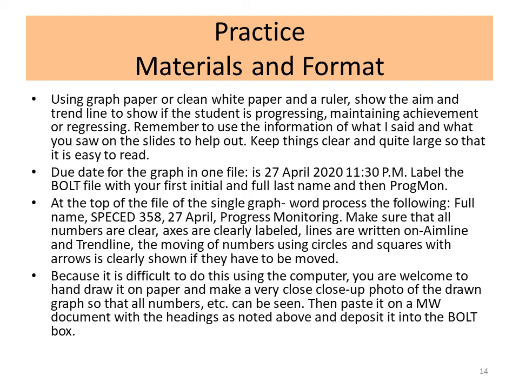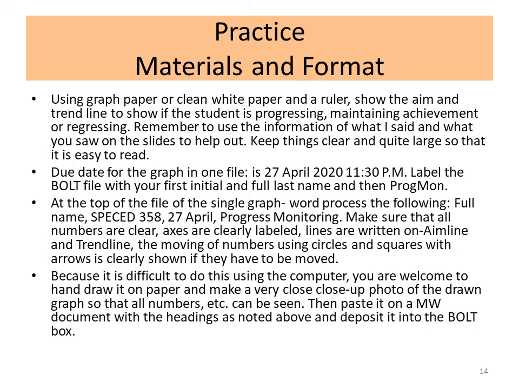At the top of the file of the single graph, word process the following: full name, Special Ed 358, 27 April, progress monitoring. It has to be word processed, not handwritten. You lose your attendance points if it's handwritten. Make sure that all the numbers are clear, axes are clearly labeled, lines are written on, aim line and trend line. Those may be handwritten, aim line and trend line, because it's kind of hard to do it with the computer. It takes a little bit of expertise.